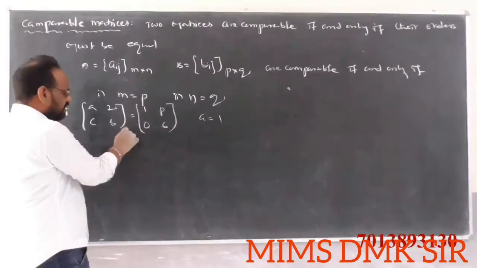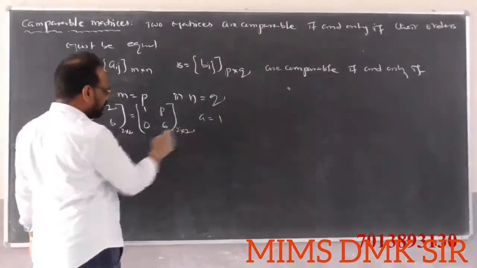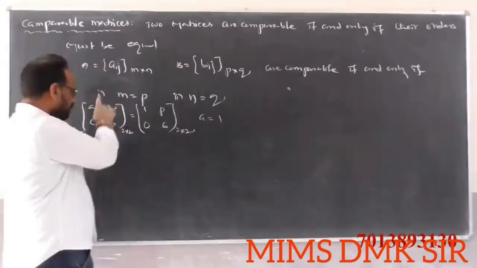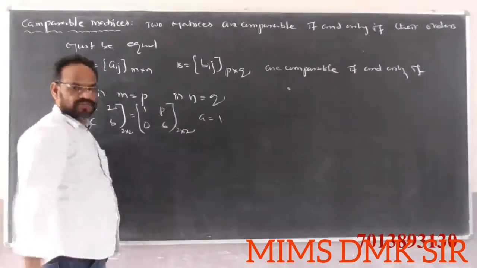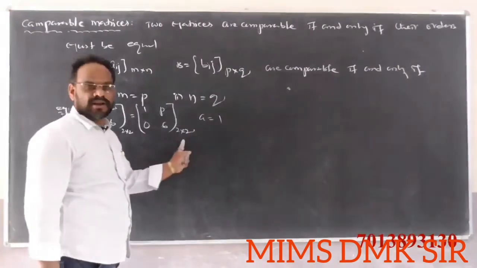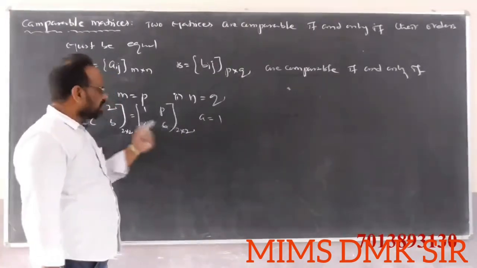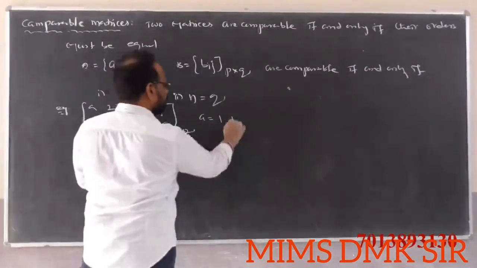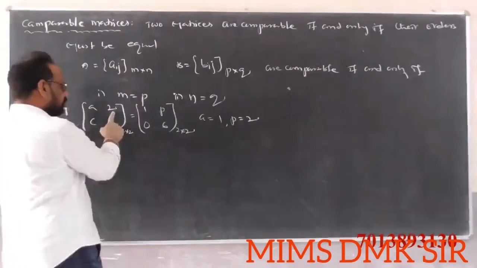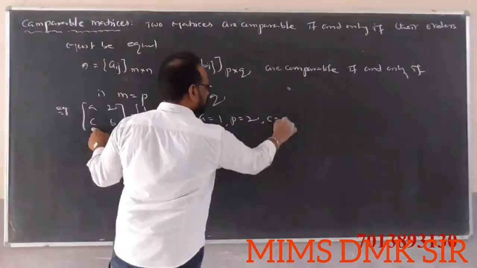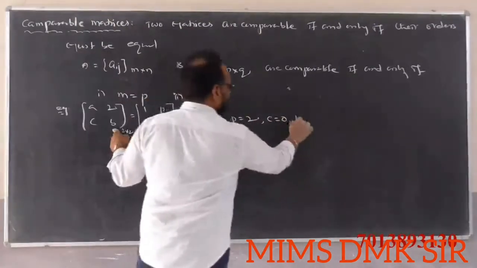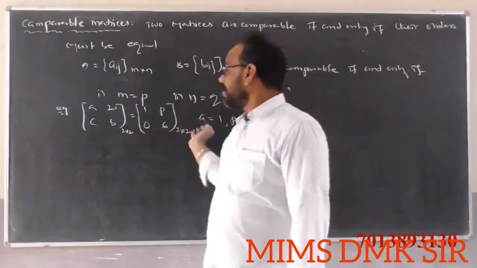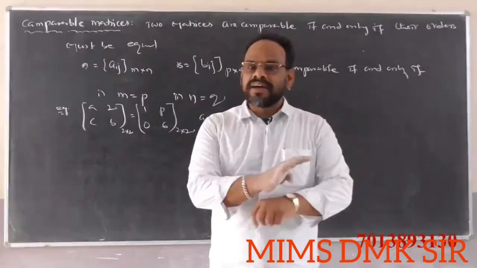Why? Because here the order is 2 by 2. Number of rows here is 2 and here also the number of rows is 2. Number of columns here is 2 and here also the number of columns is 2. So the order is 2 by 2 for both. So orders must be equal, then only they are comparable. So the value of a is clearly 1 and the value of b is 2, the value of c is 0 and the value of d is 6. If orders are equal, then only we compare. Otherwise, not at all comparable.